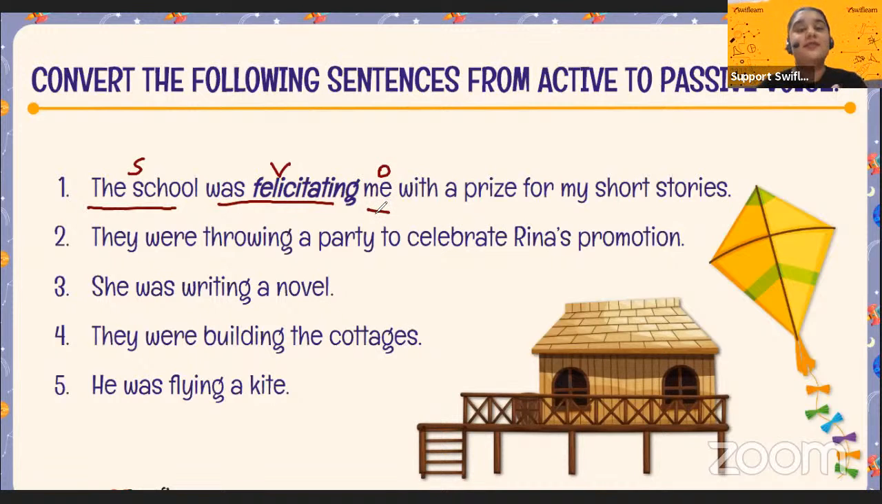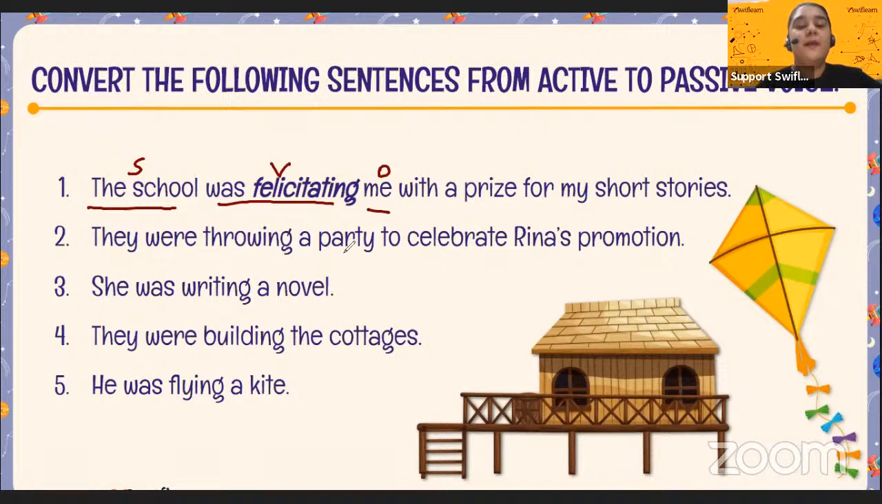So what will be the answer? I was being felicitated with the prize for my short stories. What is the meaning of felicitating? When you congratulate. Okay, when you congratulate. Good. Let's come to second point.